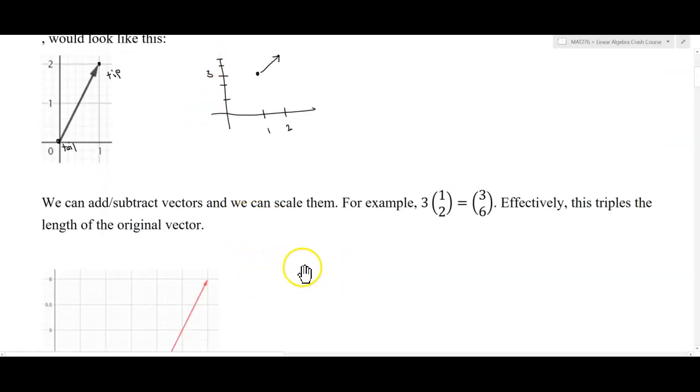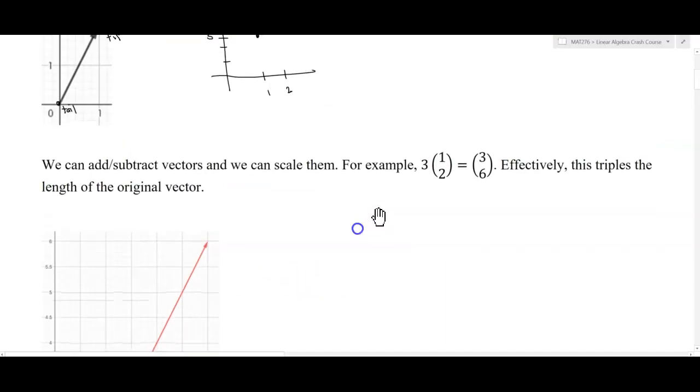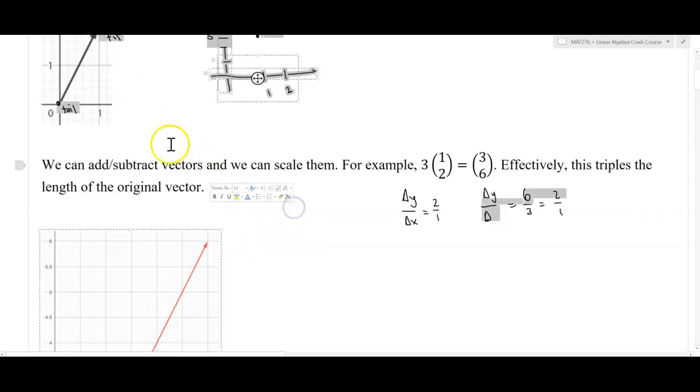We can perform operations on vectors. We can add them, we can subtract them, we can scale them. For example, if we took 3 times the 1, 2 vector, we get the 3, 6 vector. An important thing to notice is the change in y over change in x of a scaled vector. For the original, it's 2 over 1. For the scaled version of that vector, we have 6 to 3, which is still 2 to 1. So that means that the slope of this vector has not changed. It's still going to point in the same direction, but it's going to triple the length of that vector.